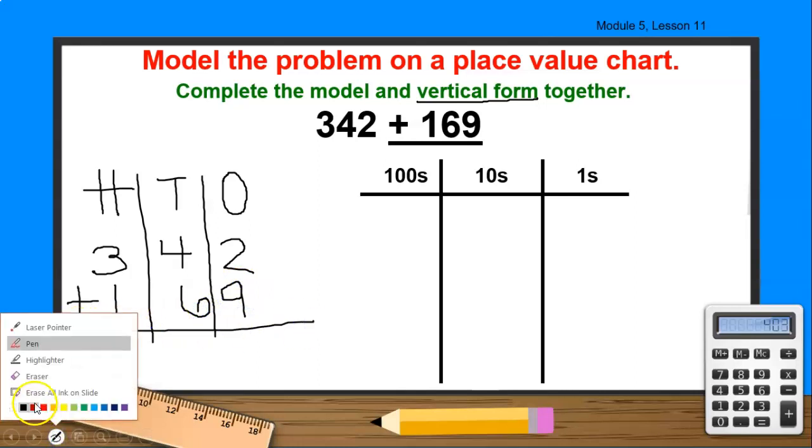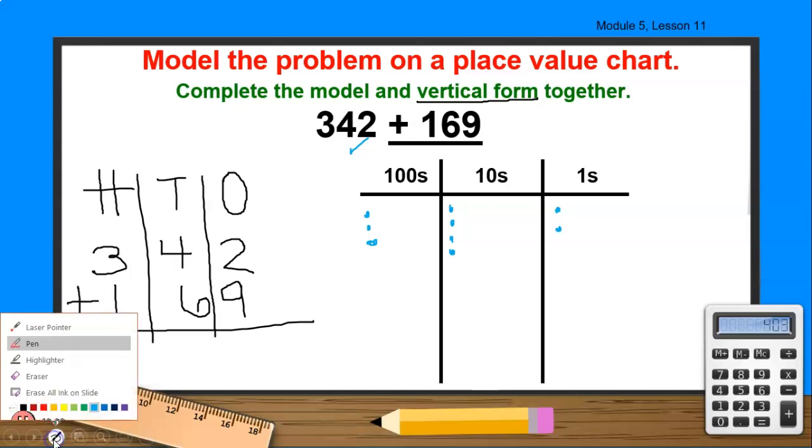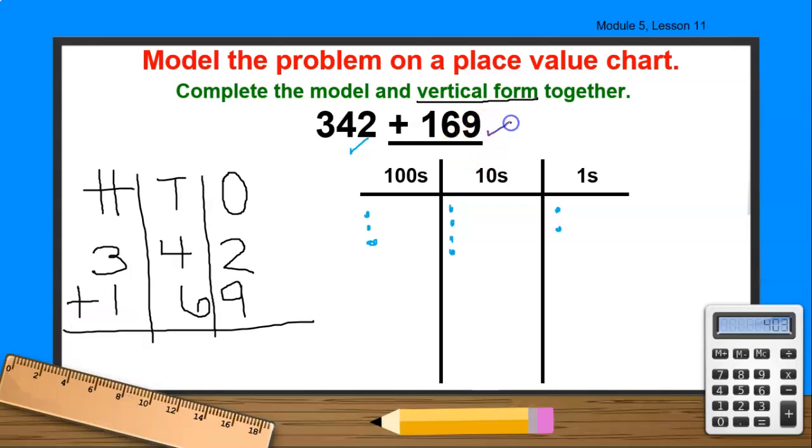After key point number 1, it's key point number 2, which is model addends. Let's look at the first addend, 342. That tells me that I have 2 ones, 4 tens, and 3 hundreds. Then, the second addend tells me that I need to have 169.